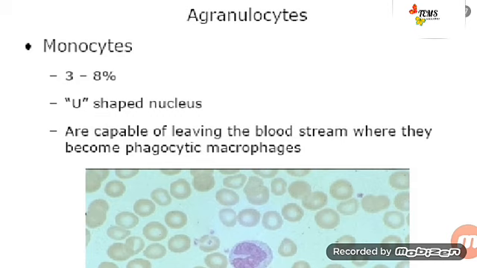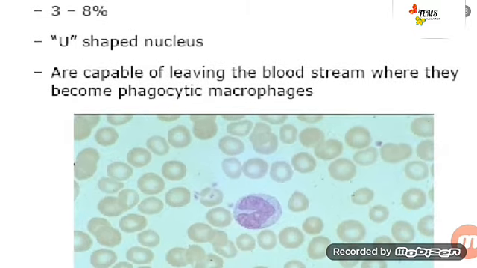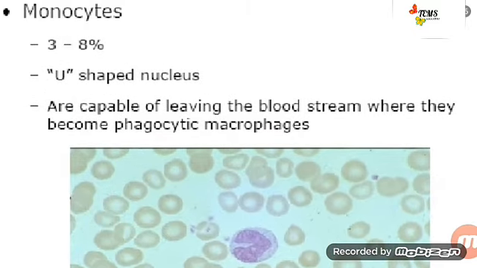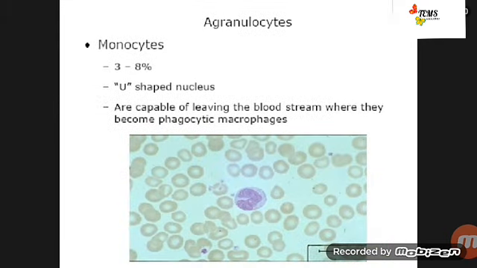Monocyte is 3 to 8%. It has a U-shaped nucleus. Here you can see the U-shaped nucleus. Monocytes are capable of leaving the bloodstream, where they become phagocytic macrophages.